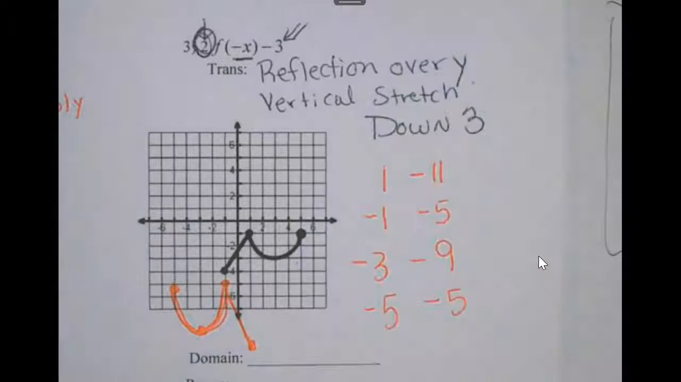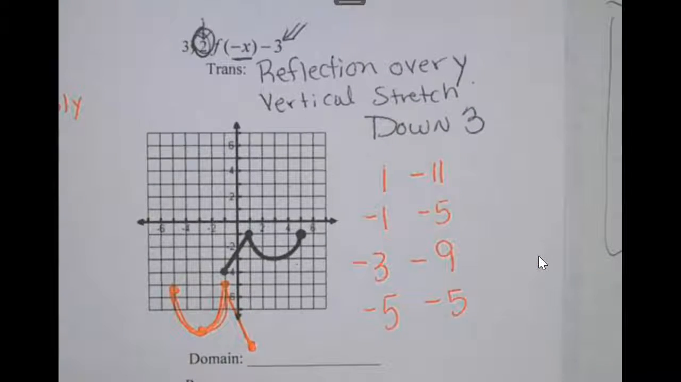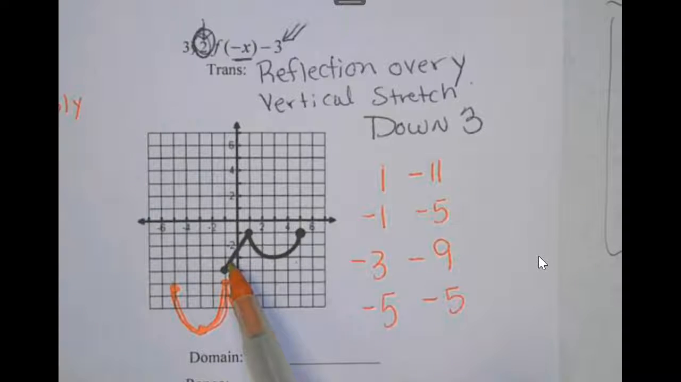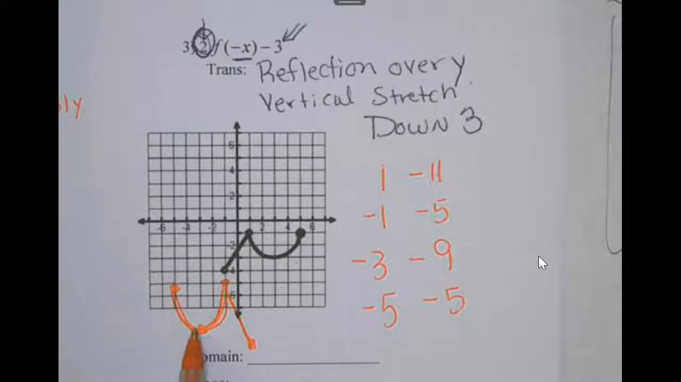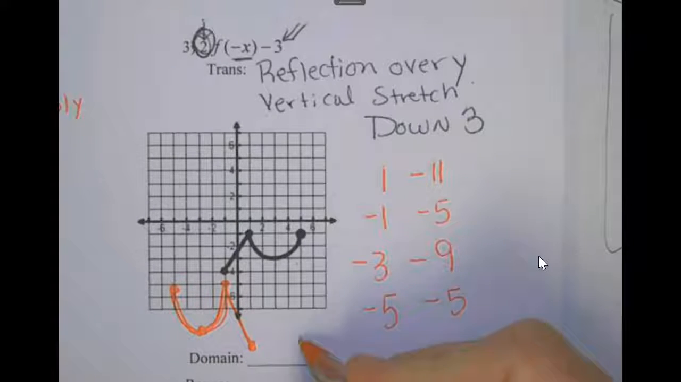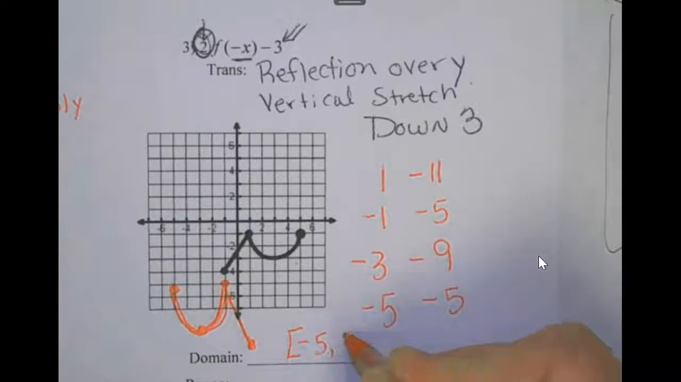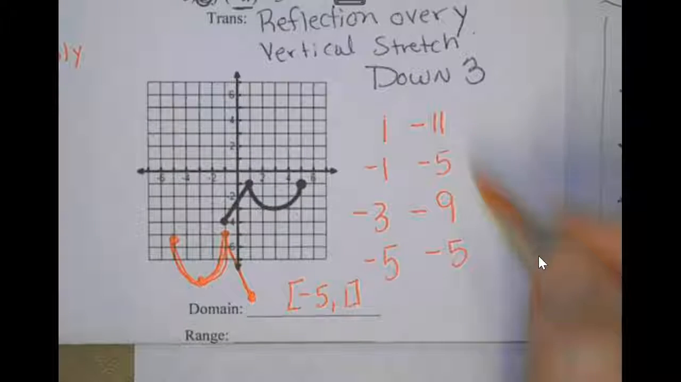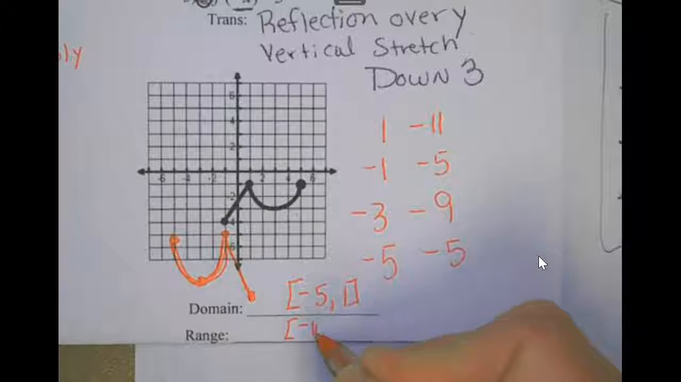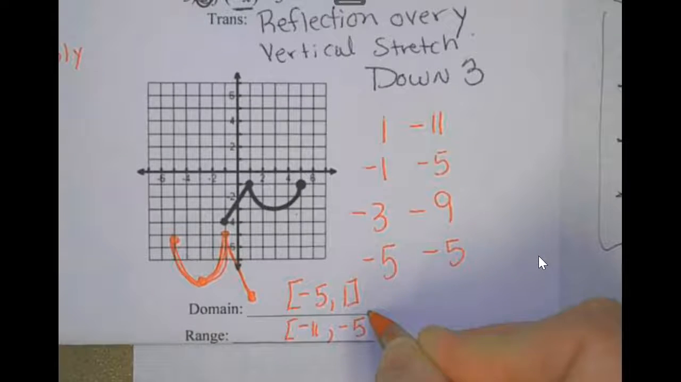This has been reflected over the Y. Instead of having this line segment on the left, it's now on the right. It's been stretched out. This has been moved down. The domain and range for this new graph would be negative 5 to 1. And the range would be negative 11 to negative 5.